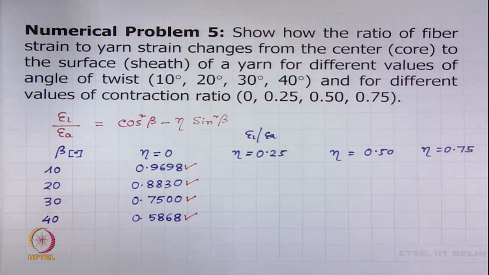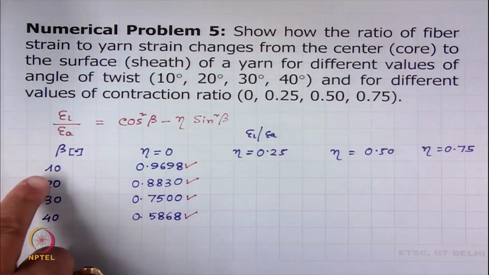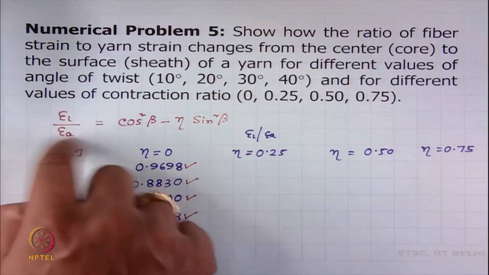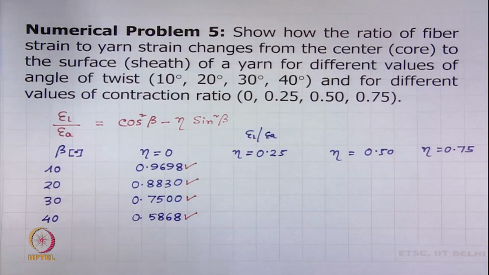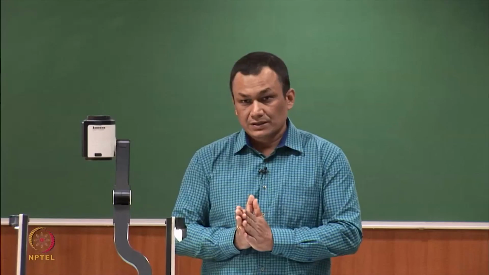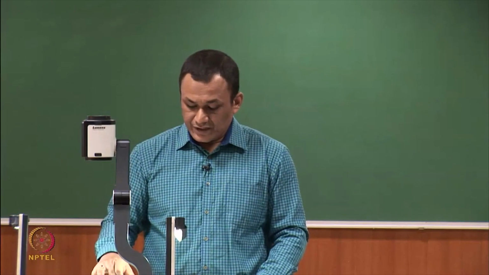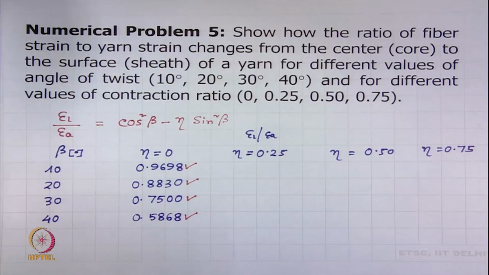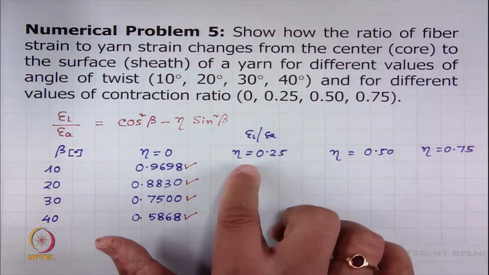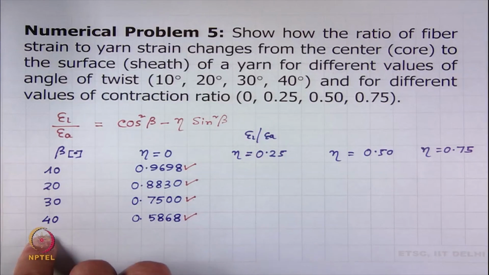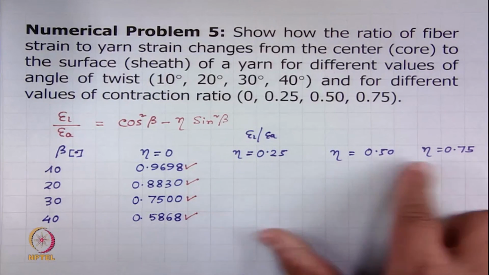What we see is that as the beta increases, this ratio decreases. That means, if we apply more twist, because of the obliquity, this ratio is reducing. In a similar manner, we will be able to solve what this ratio is when eta is equal to 0.25 for different angles of beta and for different values of contraction ratio.